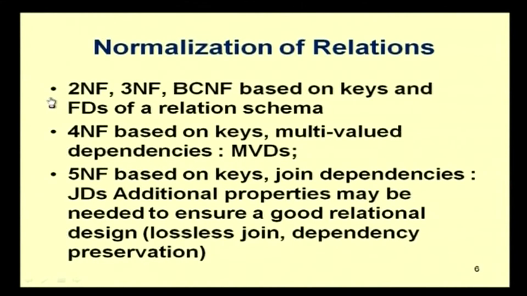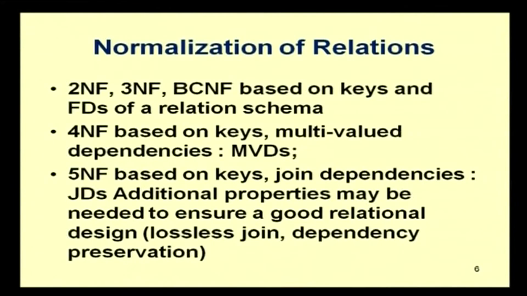So, there are two types of normalization. One is normalization based on primary keys and the other is normalization based on relations. The first normal form is based on primary keys, and the second, third and the Boyce Codd normal forms are based on keys and the functional dependencies of a relation schema. While we are not going to discuss this here, the fourth normal form is based on keys and multi-value dependencies. We will go into what multi-value dependencies are later. And the fifth normal form is based on keys as well as join dependencies. Join dependencies are nothing but additional properties that may be needed to ensure a good relational design, like lossless join and dependency preservation.